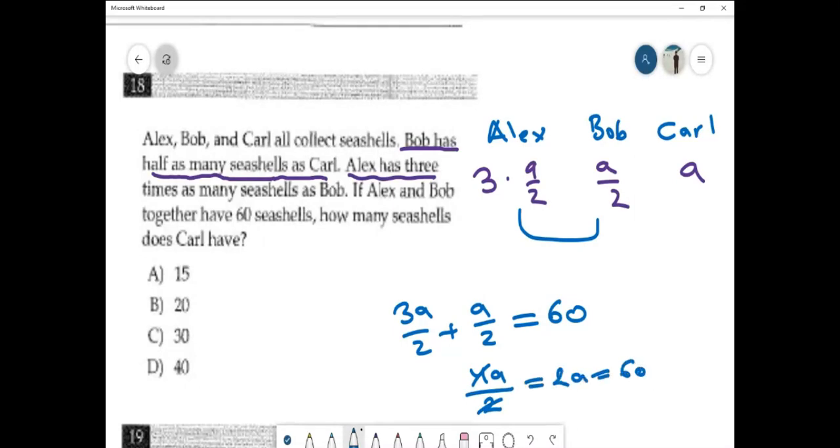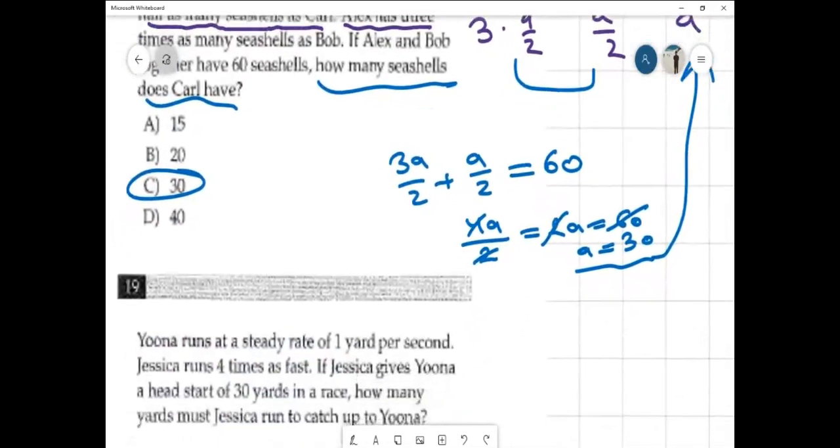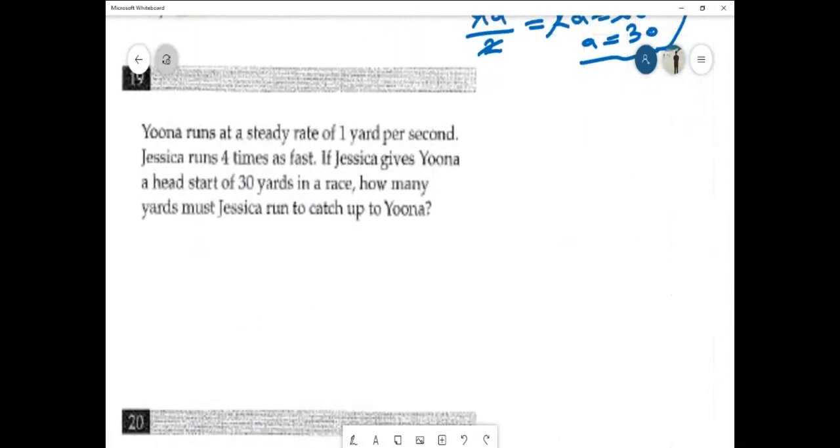After that, if Alex and Bob together, if I combine them, 3A over 2 plus A over 2, together they have how many seashells? 60. And if I add them, it will be 4A over 2, cancel it, 2A will be equal to 60, and if I divide this by 2, it will be 30. A is equal to 30. How many seashells does Carl have? Directly 30.